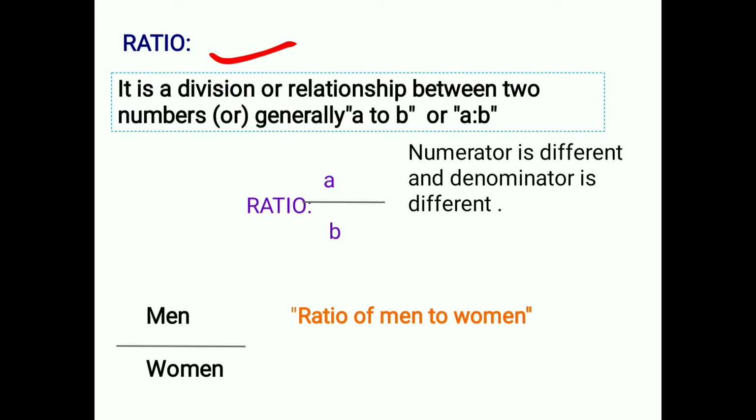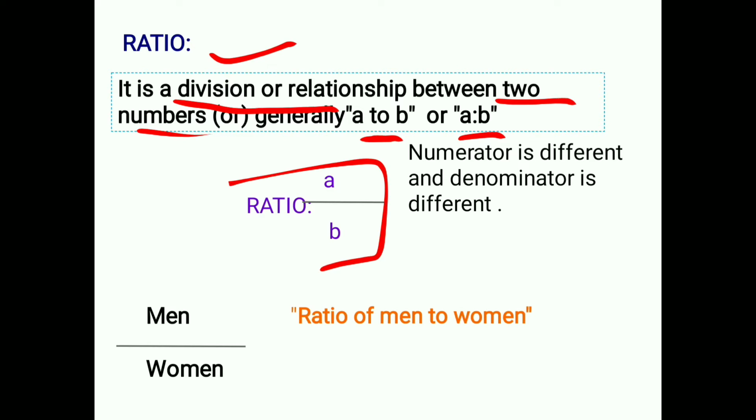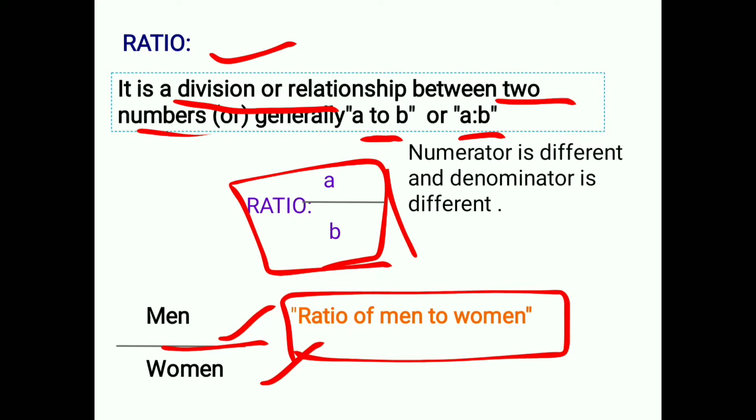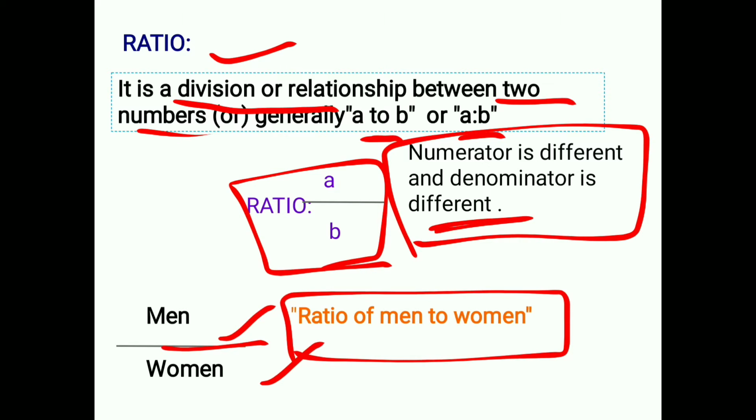Ratio. It is a division between two numbers. Generally, the ratio of A to B is equal to A divided by B, or A is to B. For example, men divided by women, the ratio of men to women. The numerator is different and the denominator is different.